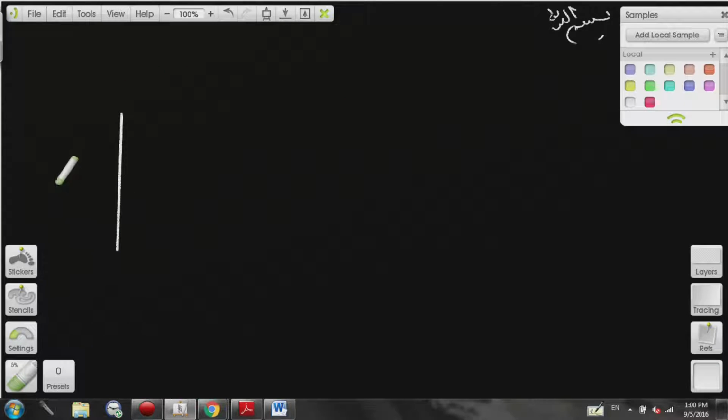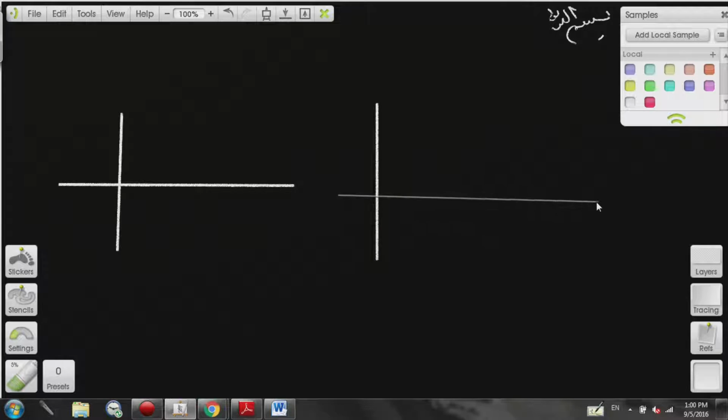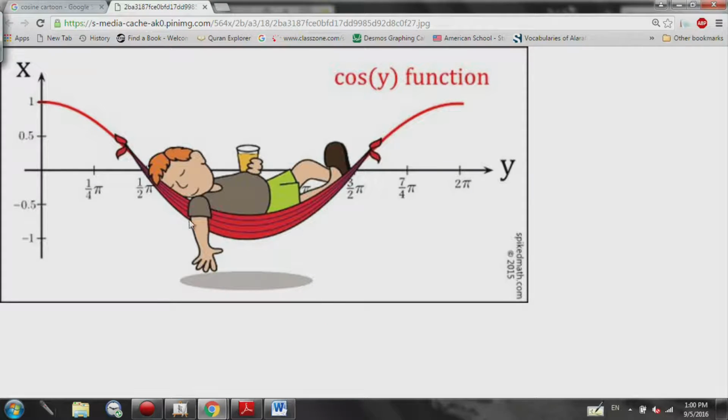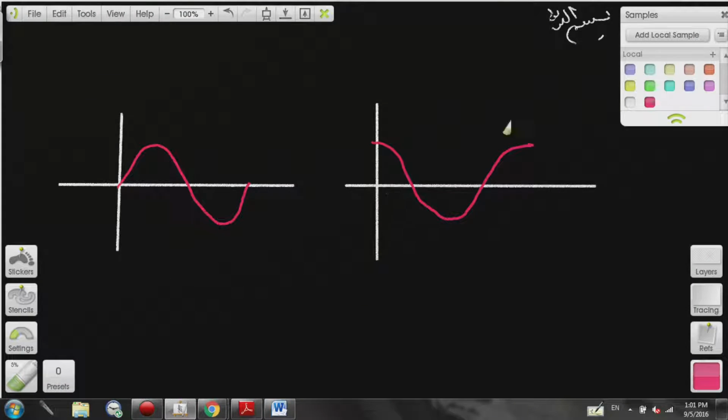Let's just draw some sine curve and cosine curve graphs. The basic sine curve, if you recall, looks like this. The basic cosine curve looks like this. I remember this by a cute picture: cozy cosine curves. It starts from here and looks like a hammock. So this is the cozy cosine curve, and this is the sine. Sine starts here, cosine starts over there. The graph of y equals sine of x looks like this, and the graph of y equals cosine of x looks like that.